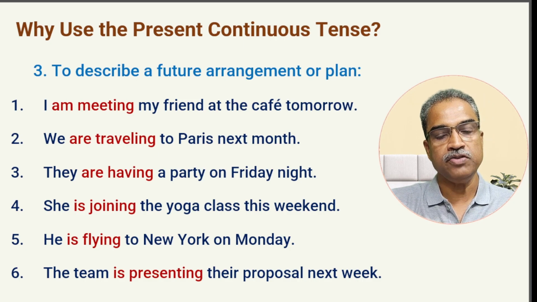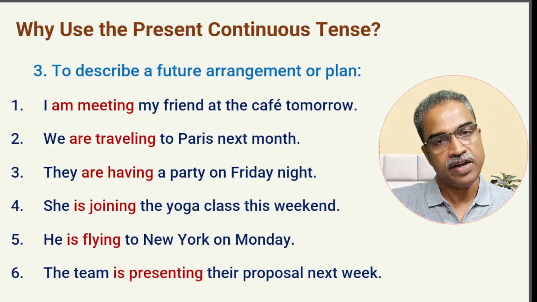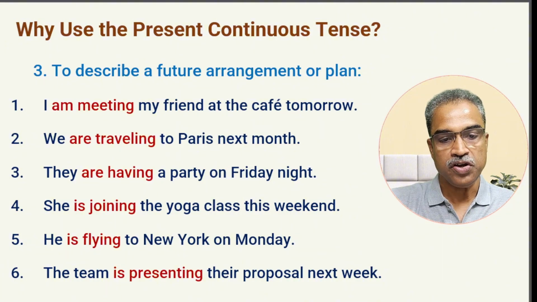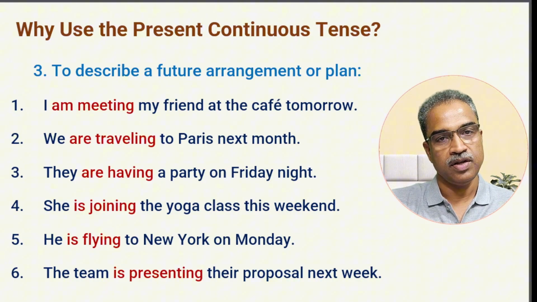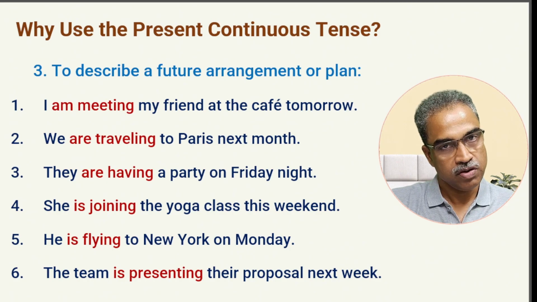They are having a party on Friday night. Today is not Friday, but they are having a party. We use this way also. She is joining the yoga class this weekend. She is joining. She will join the yoga class, you could say, in the simple future.